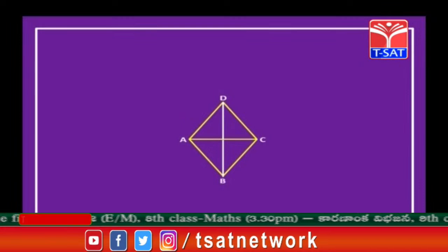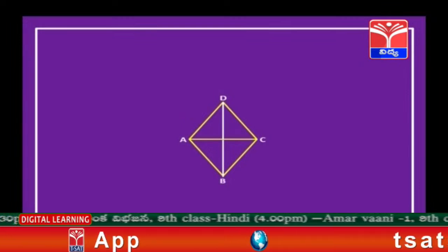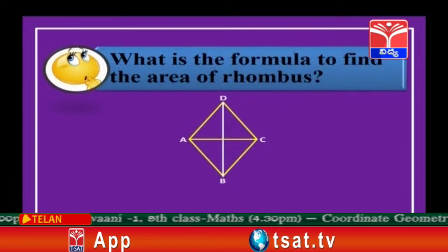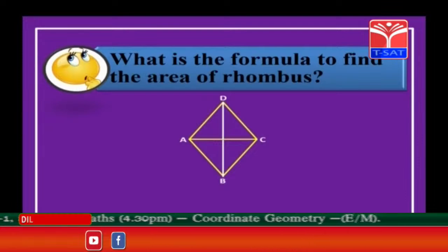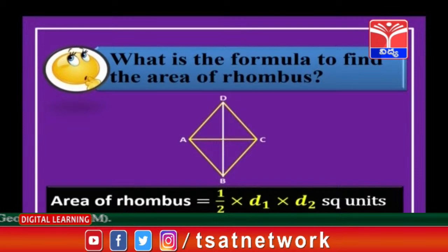Take a look at this figure shown on your screen, children. What is the figure shown? Yes, it is a rhombus. Now children, what is the formula to find the area of rhombus? It is given by half into d1 into d2 square units.